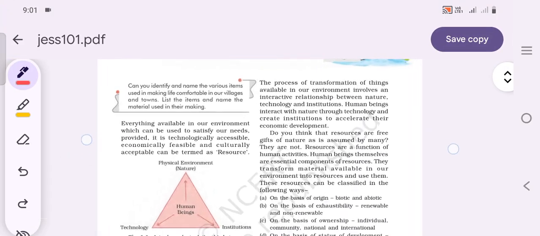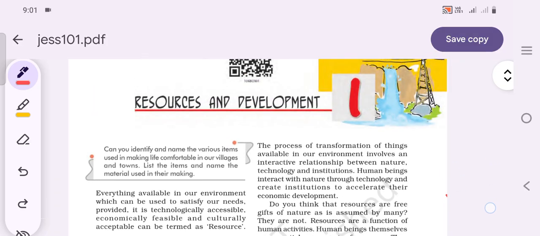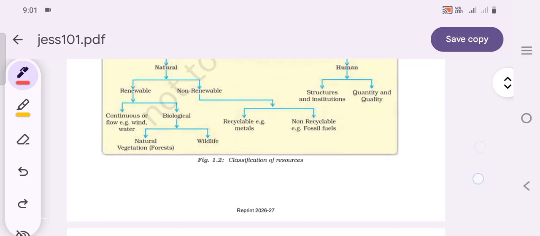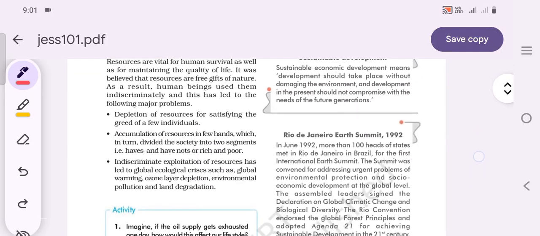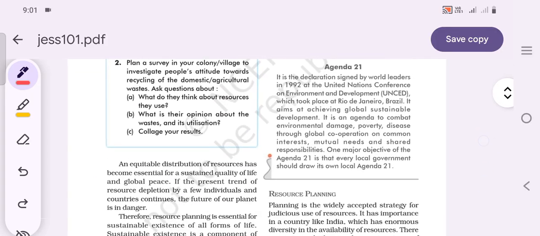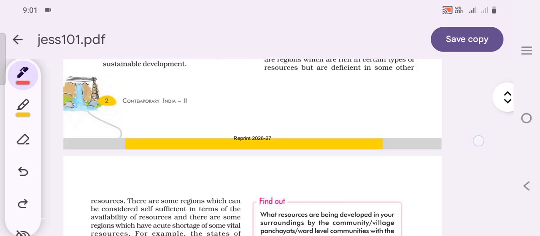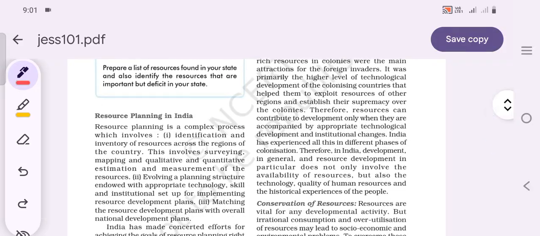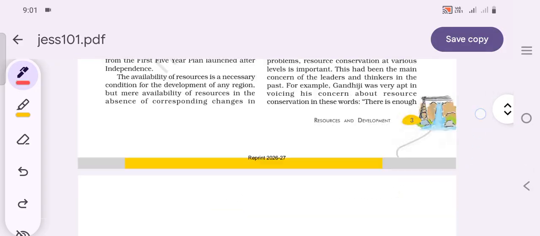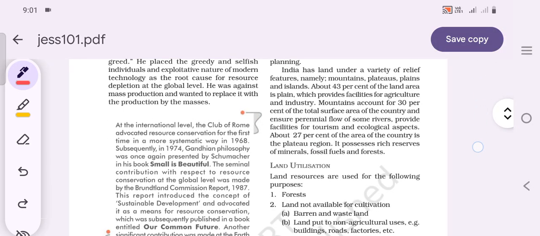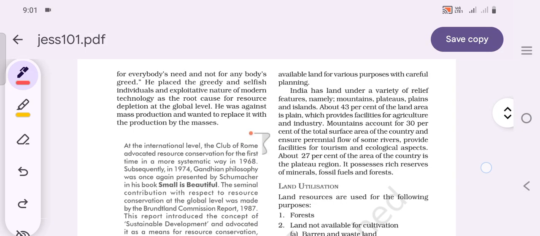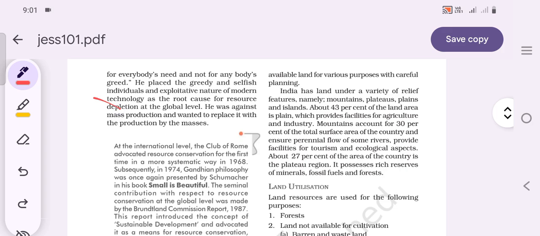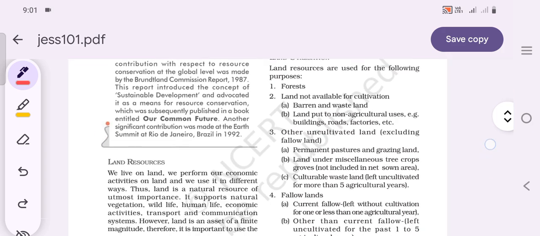Hello everyone. So in my last class we discussed resources and development. We discussed so many topics regarding the development of resources: Agenda 21, resource planning, resource planning in India, and conservation of resources. Then there was a statement penned by Mahatma Gandhi, and we have discussed this statement so far.